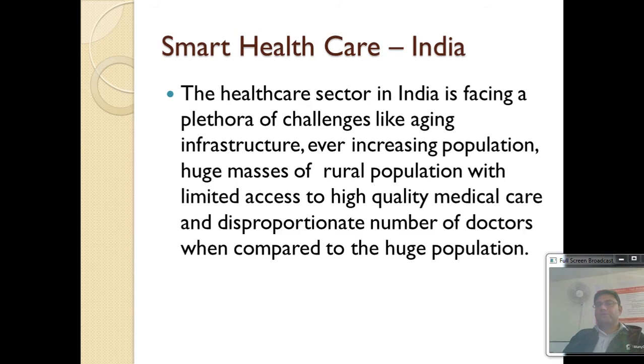Coming to the next, we have smart healthcare in India. The healthcare sector in India is facing a whole lot of challenges. We have very old infrastructure, our population is increasing by huge numbers, and access to high quality medical care is very limited. I belong to the hills of Uttarakhand, where there are not many hospitals. Doctors are not going there because of the lack of a proper lifestyle.